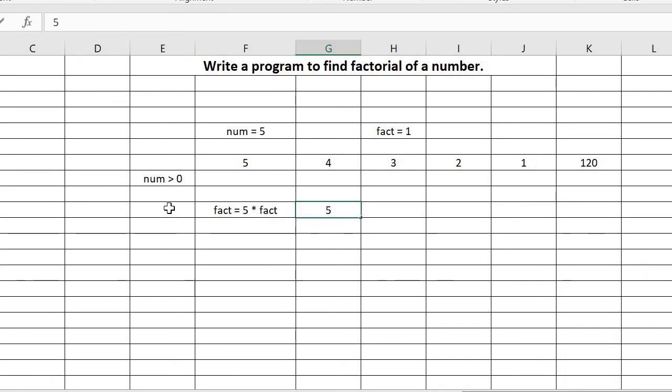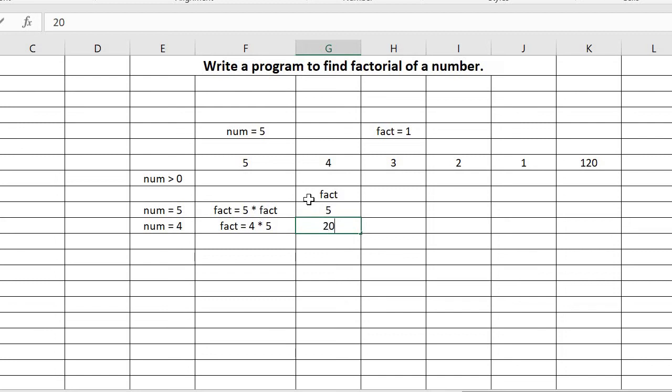Here the value of num is 5. Then I have multiplied 5. Now I will take num as 4. If I have taken num as 4, I will write it as 4 into the last updated value of fact. The last updated value of fact is 5. So I will write 5 here and the updated value will be 20 now.